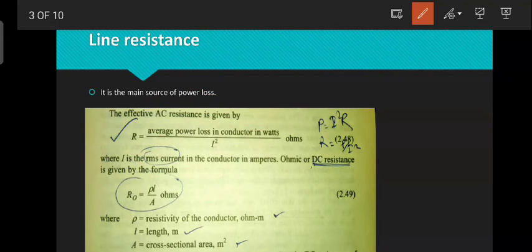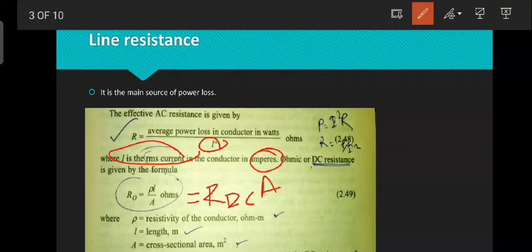Then I is the RMS current in the conductor in ampere. Its unit is ampere, A. And ohmic or DC resistance is given by the formula R is equal to rho L by A. We have already studied this in our network theory topic, so it should not be difficult for you. So R DC is equal to rho L by A.